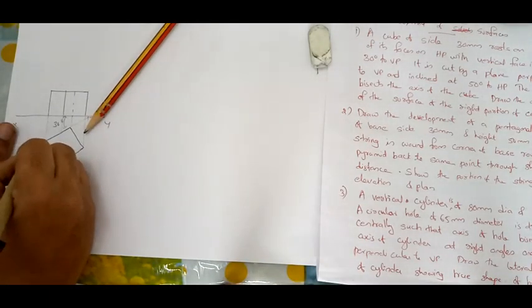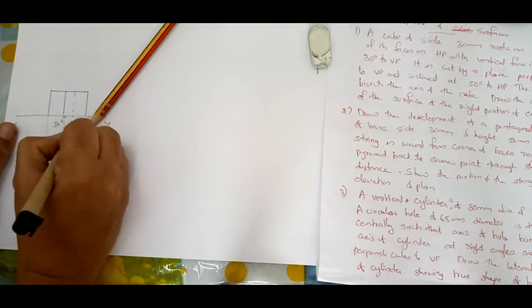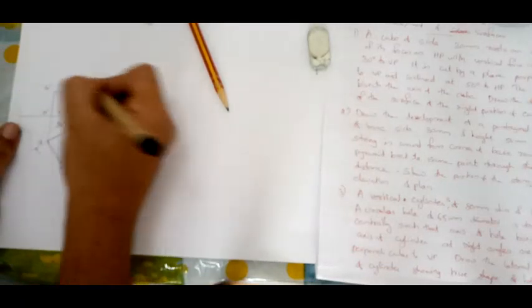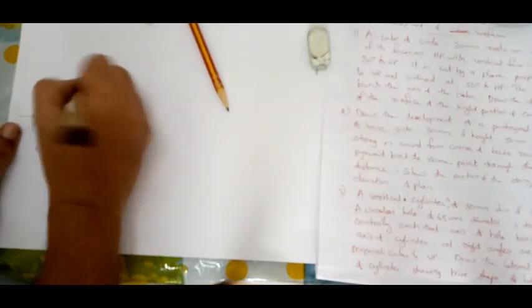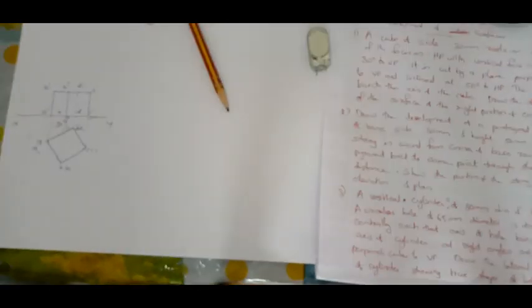Now naming: this will be A1, B1, C1, D1, and A dash A1 dash, B dash B1 dash, D dash D1 dash, and C dash C1 dash. This will be the square.